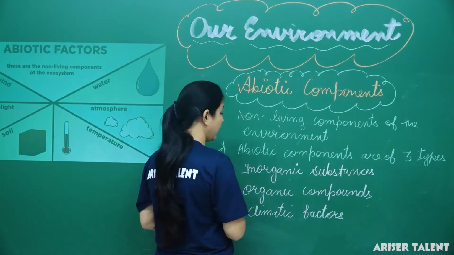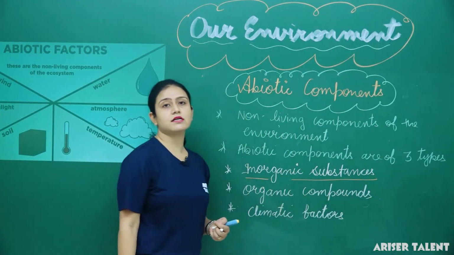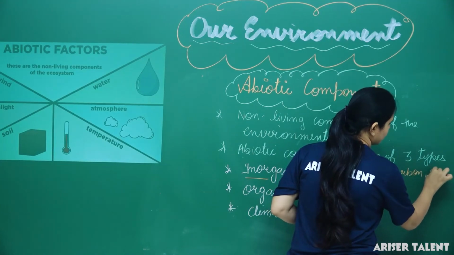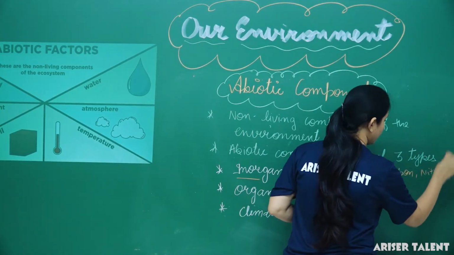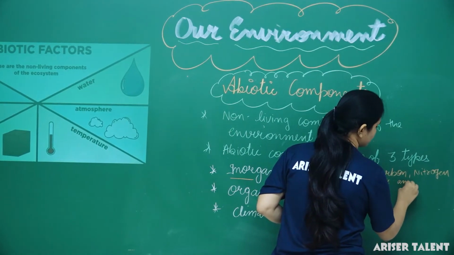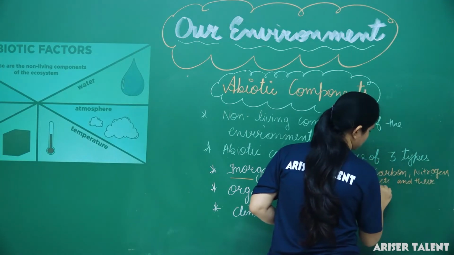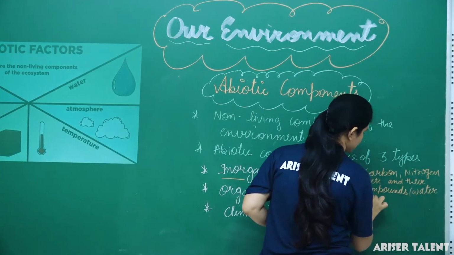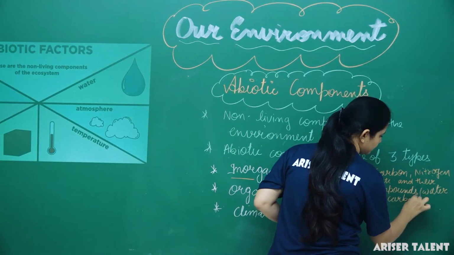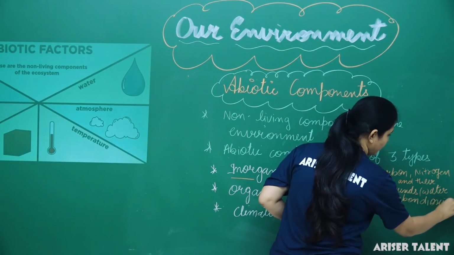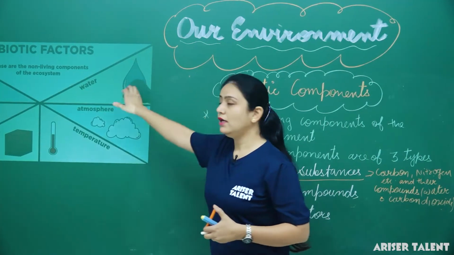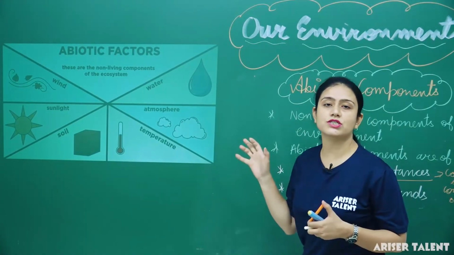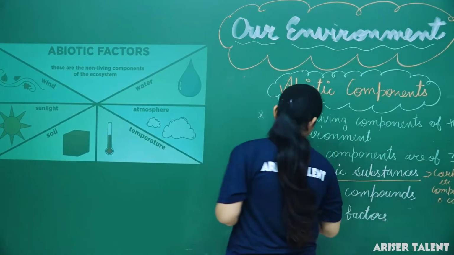First of all, we will talk about inorganic substances. So what are the inorganic substances present in the environment? They are like carbon, nitrogen, etc. and their compounds like water and carbon dioxide. Okay, so here we can see that water and carbon dioxide, which is generally found in the air, is the inorganic substance which is found in the ecosystem. Okay, that is known as abiotic component.